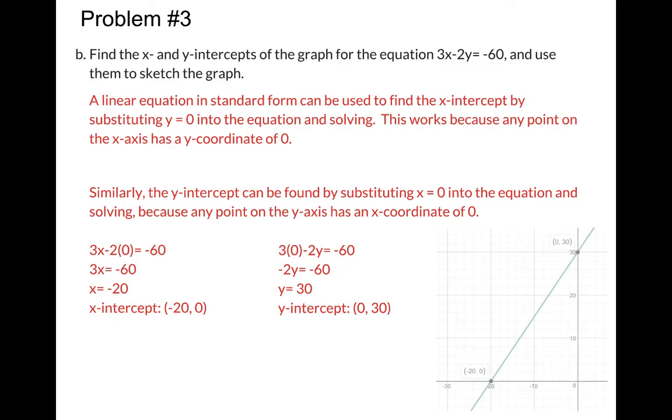So to graph it, I just have to go to my point negative 20, 0, and my point 0, 30, and then draw a line between them, because all I need to draw a line is 2 points. I need 2 points to find a line.